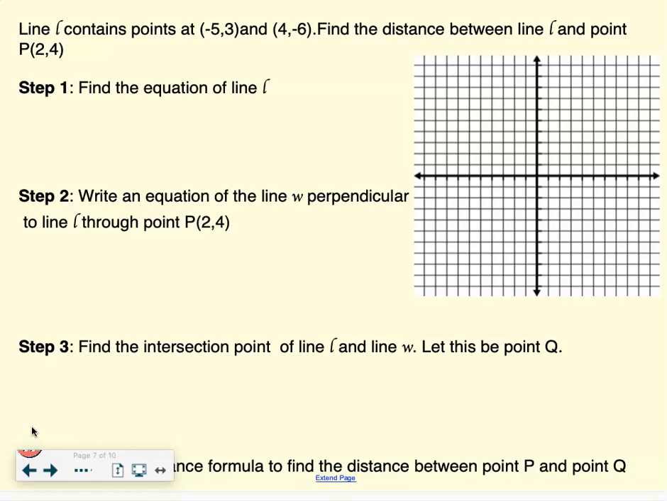So it says line L contains points (-5, 3) and (4, -6). Find the distance between line L and point P (2, 4). So step 1 says find the equation of line L.